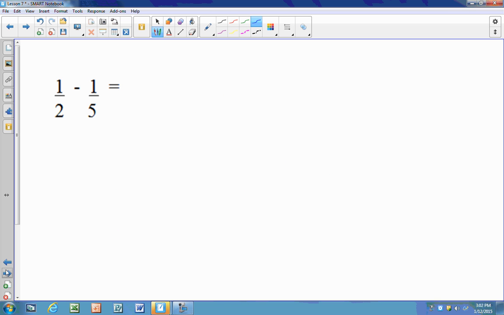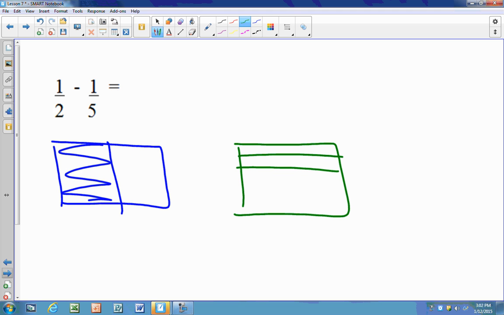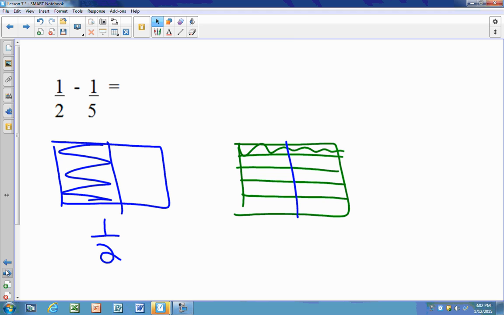One more example of subtraction. We have 1/2 minus 1/5. So I have my half. And then over here I have my fifth. So we said that was 1/2. We have to put those in there. And this was 1/5. I have to put those in there.